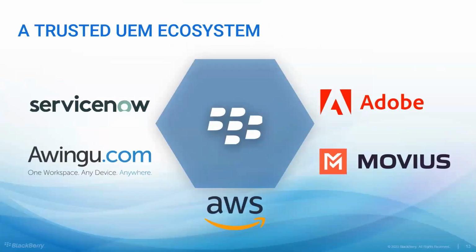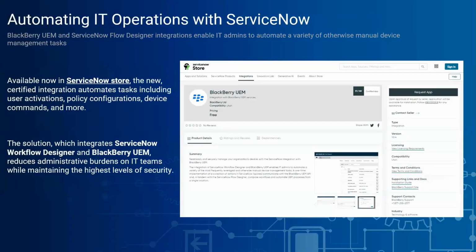And this is all built on a trusted ecosystem, right? We have a lot of interoperability with our partners across Adobe, across Movius. AWS is our preferred secure cloud partner, Awingu, but also of course I'm here talking with ServiceNow, so we're going to have a lot of time to drill down on the ServiceNow related stuff. So I'm going to move into what is this actual integration that we've done with ServiceNow.